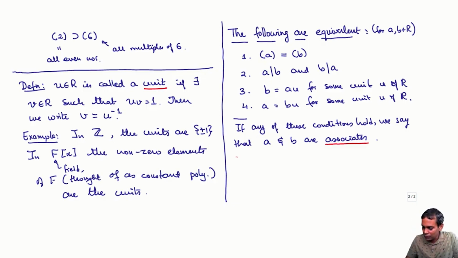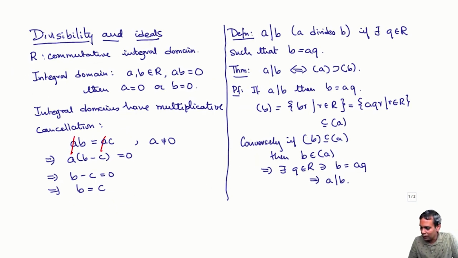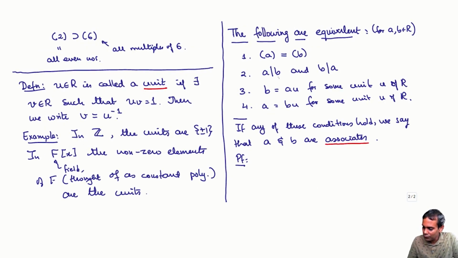Okay, let's try to prove this. It's not very difficult. So we have already seen this from the previous page, that if a divides b, then the ideal generated by a contains the ideal generated by b.